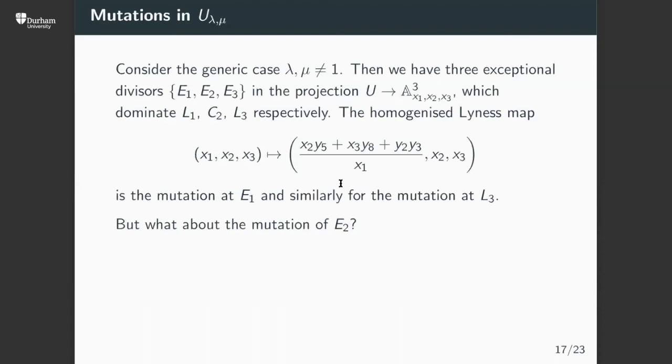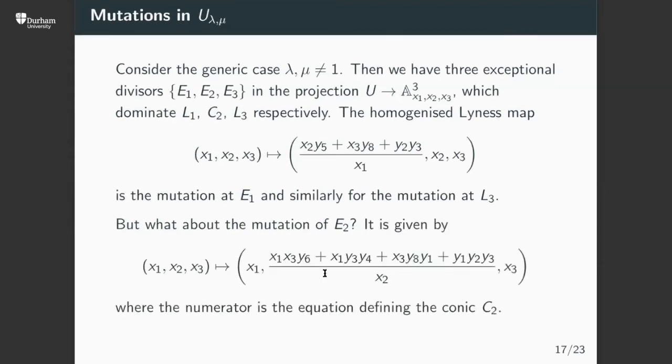And similarly, when I mutate E3, I'm doing the inverse of the Lyness map. And so then there's this question about what happens if I try and mutate this divisor in the middle. So that corresponds to blowing up the conic and then contracting something above the conic. And so that in coordinates is given by this map here. And so the numerator of this term here is exactly the term, you see it's a conic in x, so x1, x3, plus something linear in x1 and x3 and a constant. So this is the equation that defines the conic that gets blown up.